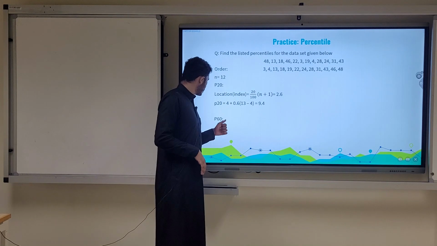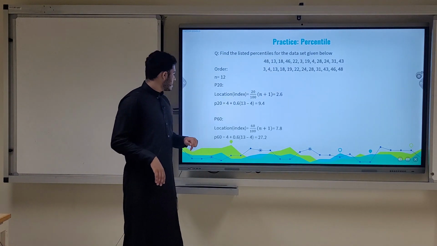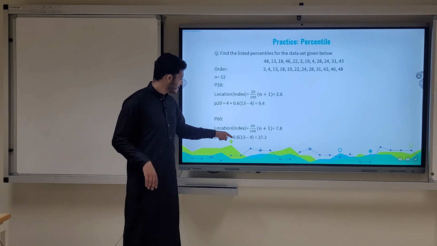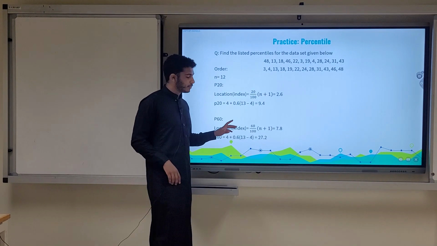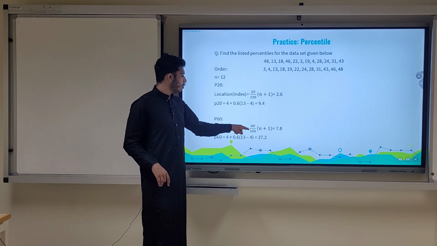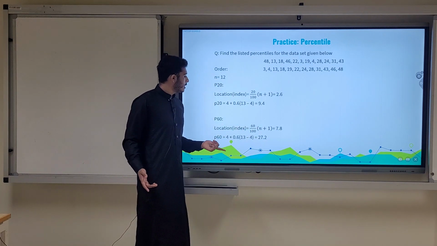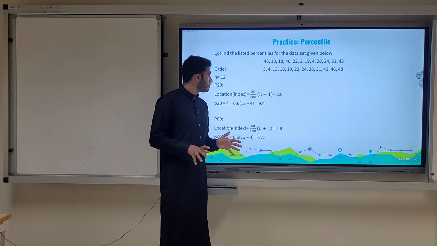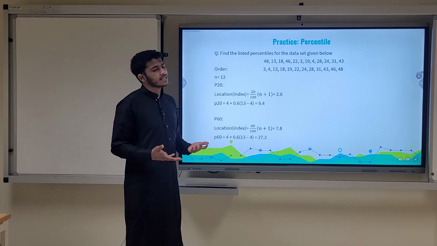Now let's solve for the 60th percentile. Unfortunately, here I got the numbers wrong. I just copied it and did not put the numbers, but the value here is true. I'm going to write the correct thing on the board, don't worry. First we have to find the location, which is 60 over 100, as we've seen in the formula for the location, multiplied by the sample size plus 1. We're going to get 7.8.